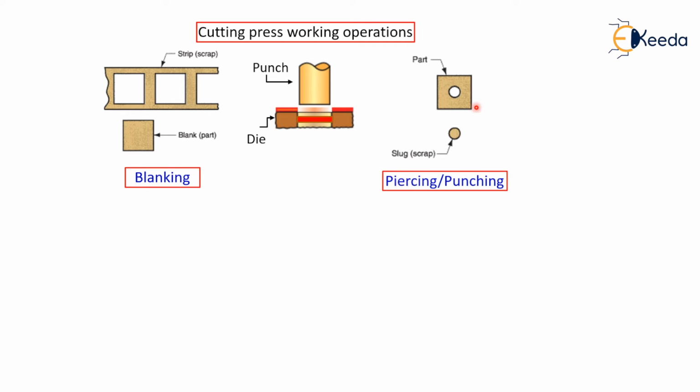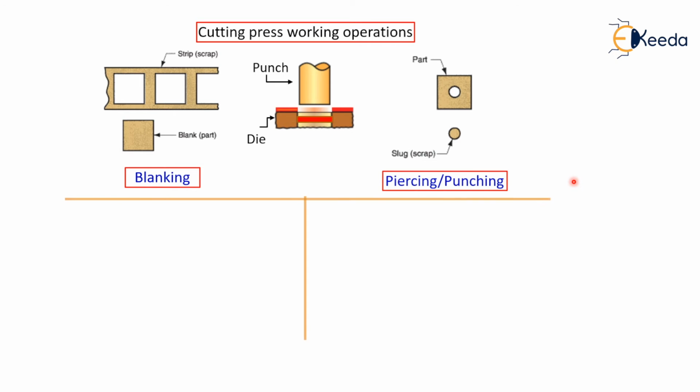Piercing is similar to blanking except that it produces a hole in the stock strip of the required form, and the separated piece is a scrap. It's called the slug. The remaining stock is our desired product. Blanking and piercing are the common operations required to produce components from sheet metal. For blanking and piercing, we require a punch and a die. Those can be designed as per the required product.